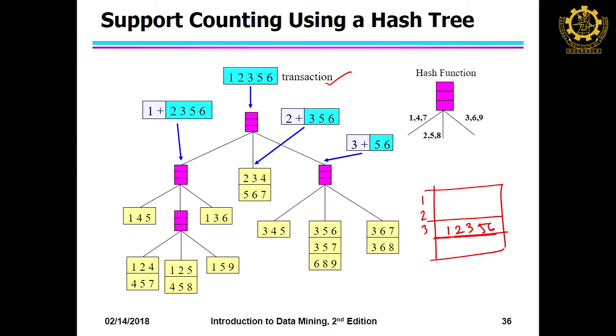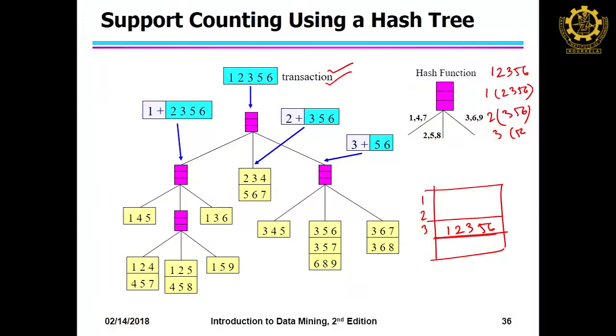As I said in the earlier class, how do you generate from 1, 2, 3, 5, 6? It can be 1 and then any combination of 2, 3, 5, 6. It can be 2 and then 3, 5, 6, or 3 and then 5, 6. That is what we said in the last class. So this is the transaction, and how do we search for it in the hash tree? We will generate all probable item sets from this transaction, then search and update the hash tree.